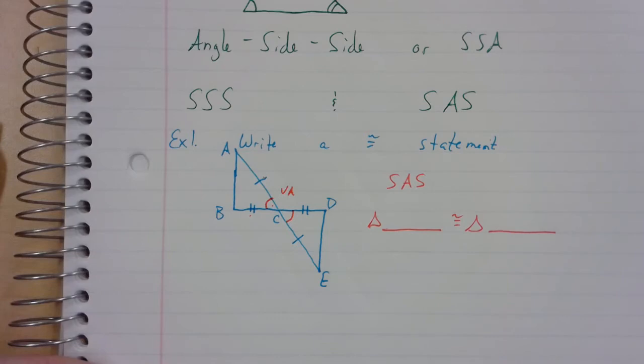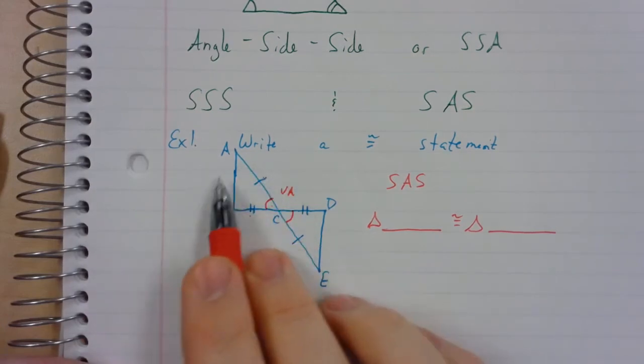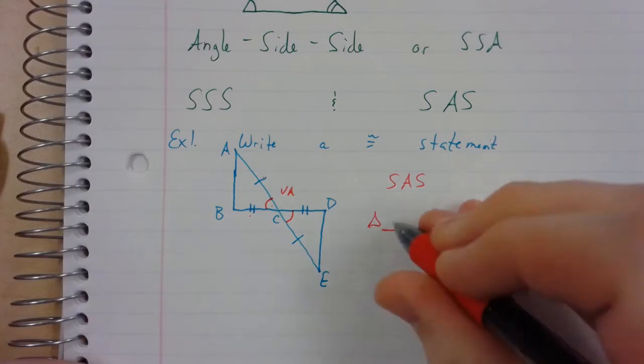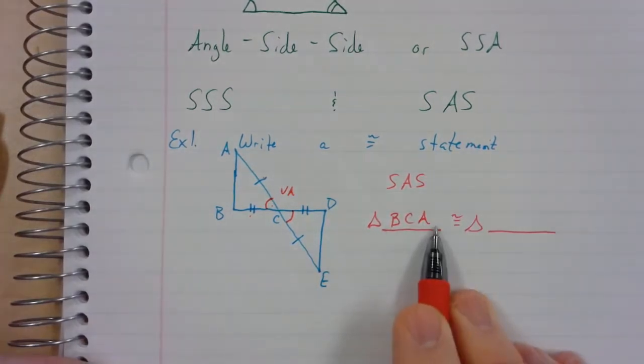All right. So let's name our first triangle on the left. I can name this triangle whatever I want. Ms. Schmidt, how do you want to name this triangle over here on the left? BCA. That's right. Alphabetical order be damned. All right. BCA.